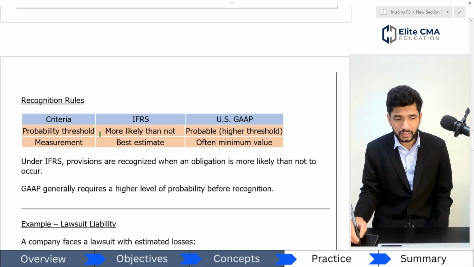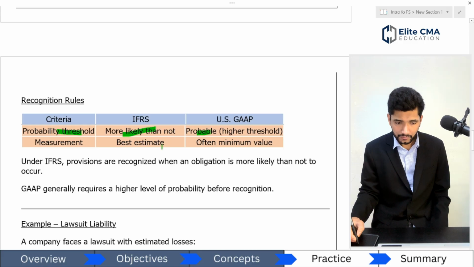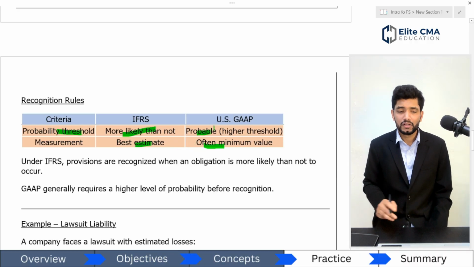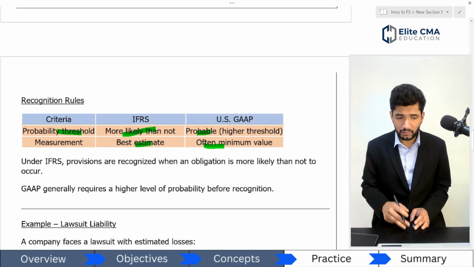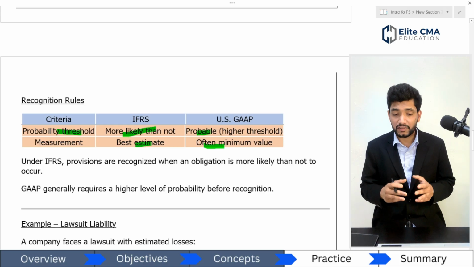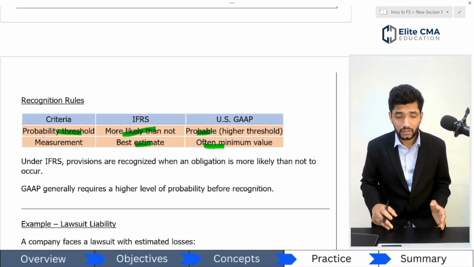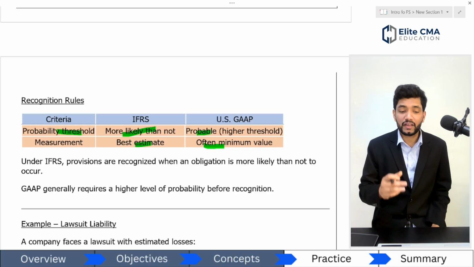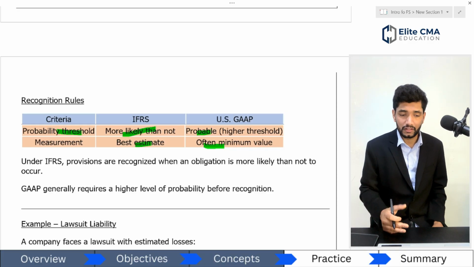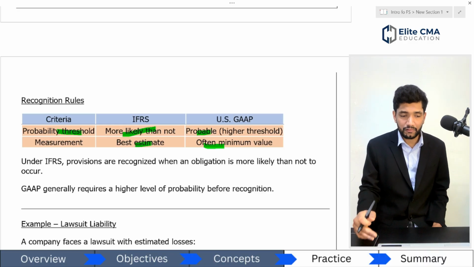The key differences between IFRS and US GAAP are the probability threshold, where IFRS uses "more likely than not" and US GAAP uses a probably higher threshold, and measurement: the best estimate in IFRS, and in US GAAP it's often the minimum value. Under IFRS, provisions are recognized when the obligation is more likely than not to occur. US GAAP generally requires a higher level of probability before recognition. So this is a key difference between IFRS and US GAAP.